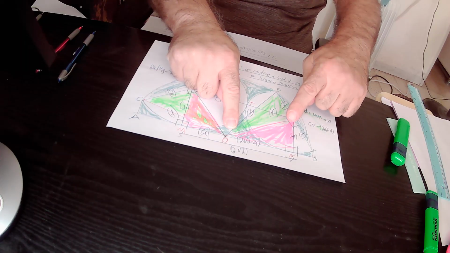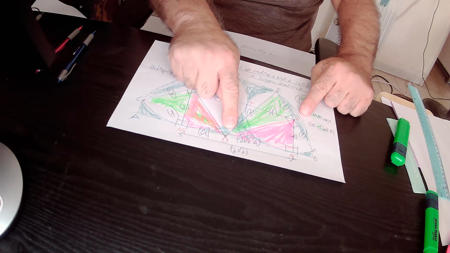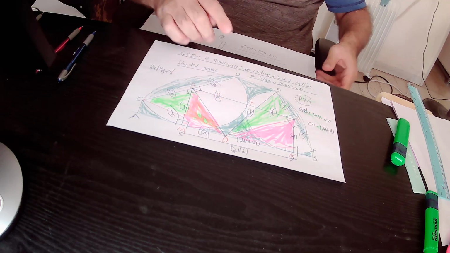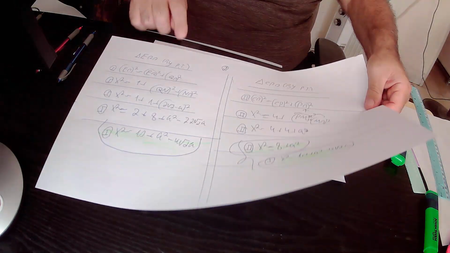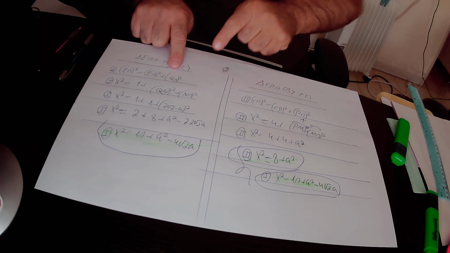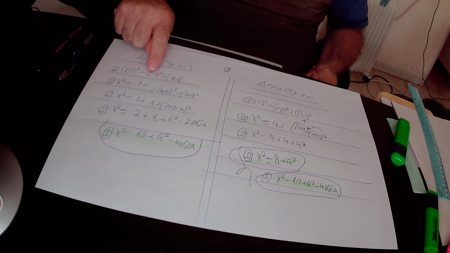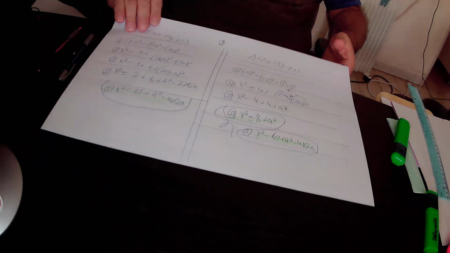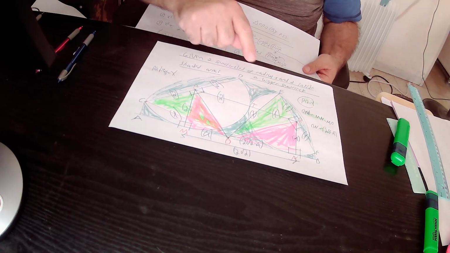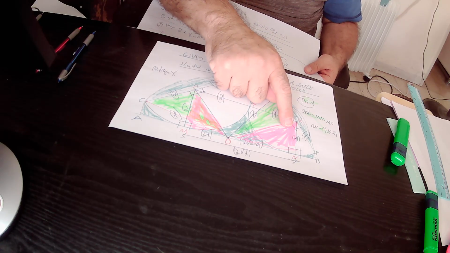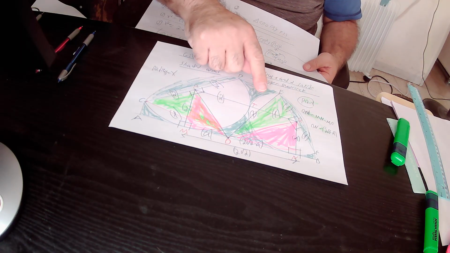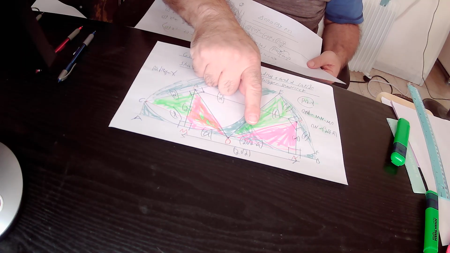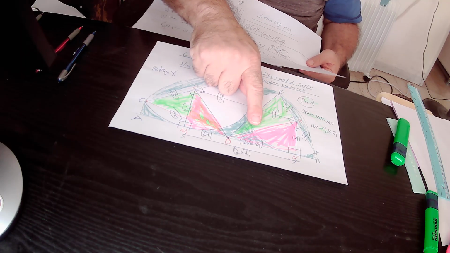QO is the hypotenuse of this pink triangle, and therefore QO squared equals QN squared plus NO squared. So in total, X squared equals 1 plus QN squared plus NO squared. QN is 1, therefore QN squared is 1 squared, that is 1. Plus NO squared. NO is 2 times square root of 2 minus a, therefore NO squared is 2 times square root of 2 minus a, squared.